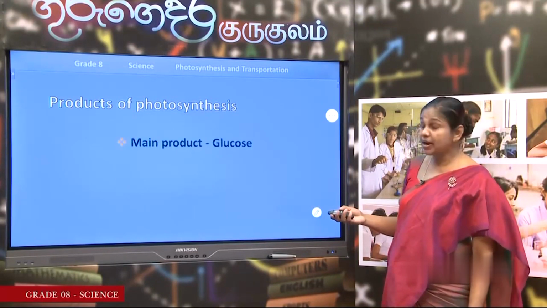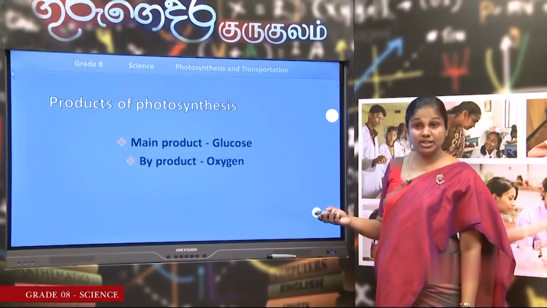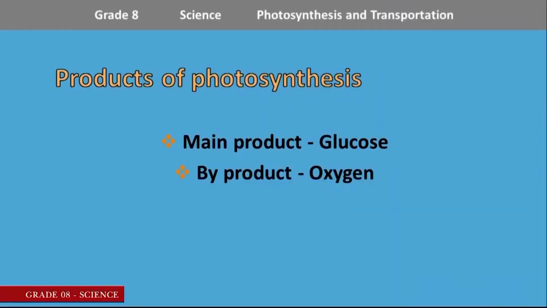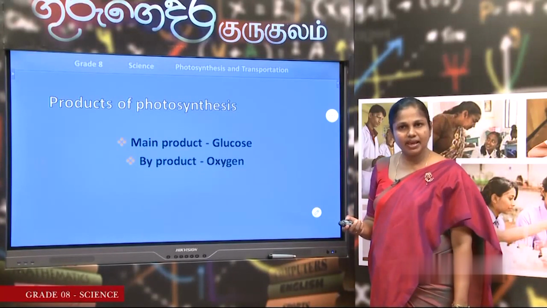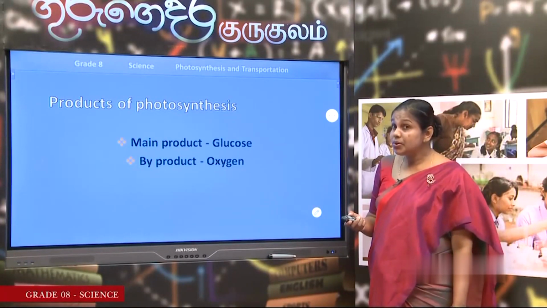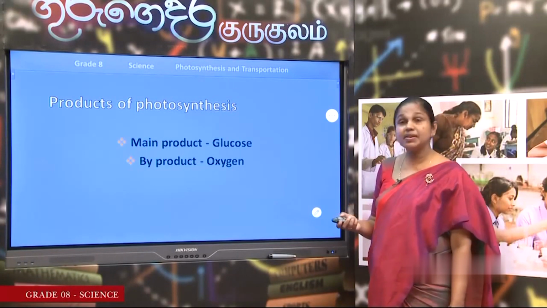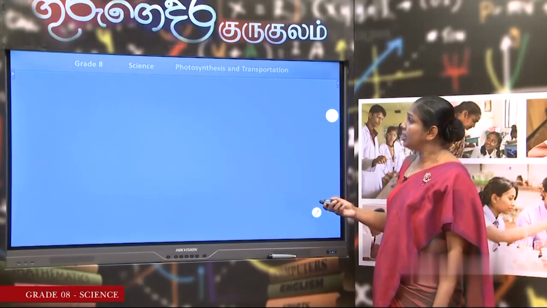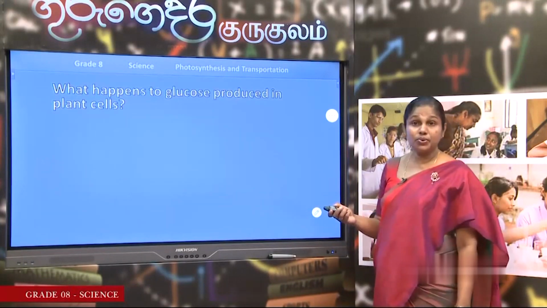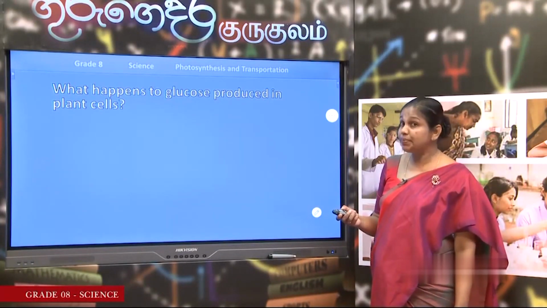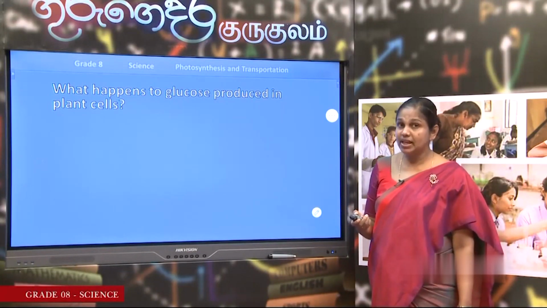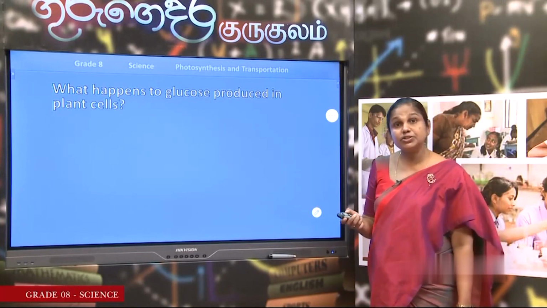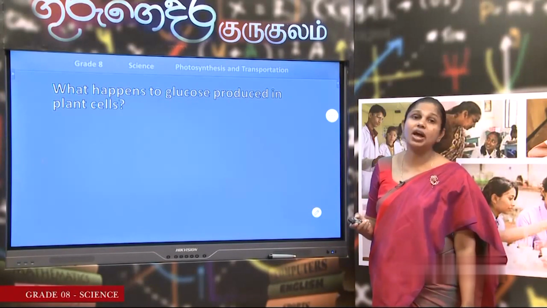These are the main product and the byproduct of the photosynthesis process. Main product is glucose and the byproduct is oxygen. Okay children, now let me explain what happens to the glucose produced in leaves by this process. Right. Glucose, you know, glucose is the main product of this process. Just after producing this glucose in leaf cells, it is converted to another compound called starch.